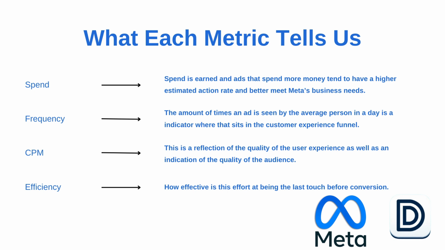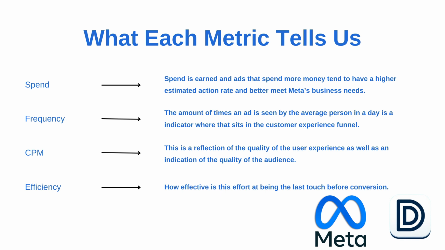Let's start with spend. We have to remember that in Meta ads, spend is earned. And ads that spend more money tend to have a higher estimated action rate and better meets Meta's business needs. Remember, Meta's business model is the retention of attention for profit. The reason that your ad is getting shown to somebody is because that person wants to see your content, or at least that's the goal. A small caveat here is that in an Advantage+ Shopping campaign, somebody is seeing your content because they are in market for the product that you are buying, not because your content specifically is the kind that they're looking to see on the platform.